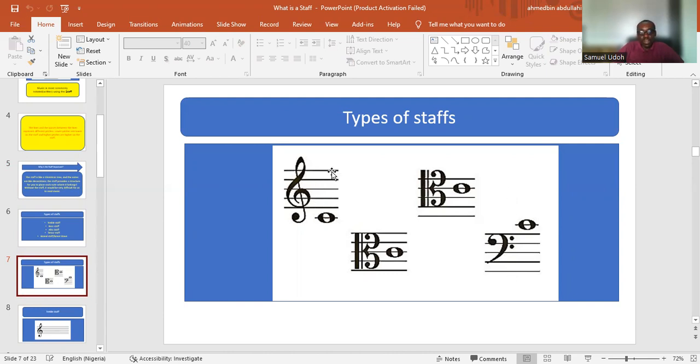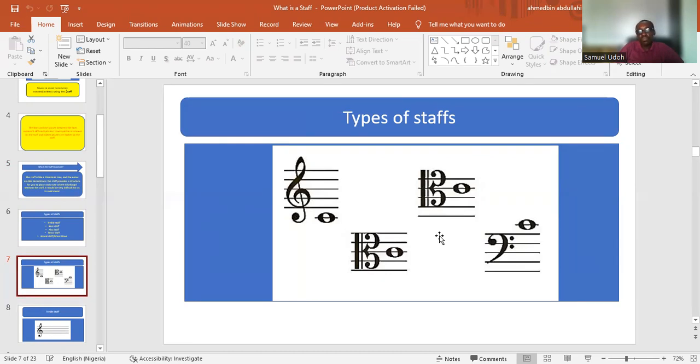Each of the staff has 5 lines and 4 spaces. But the symbol on each of them is what makes each of them unique. The symbol on the treble is different from the symbol on the bass. The one on the alto is different from the one on the tenor.